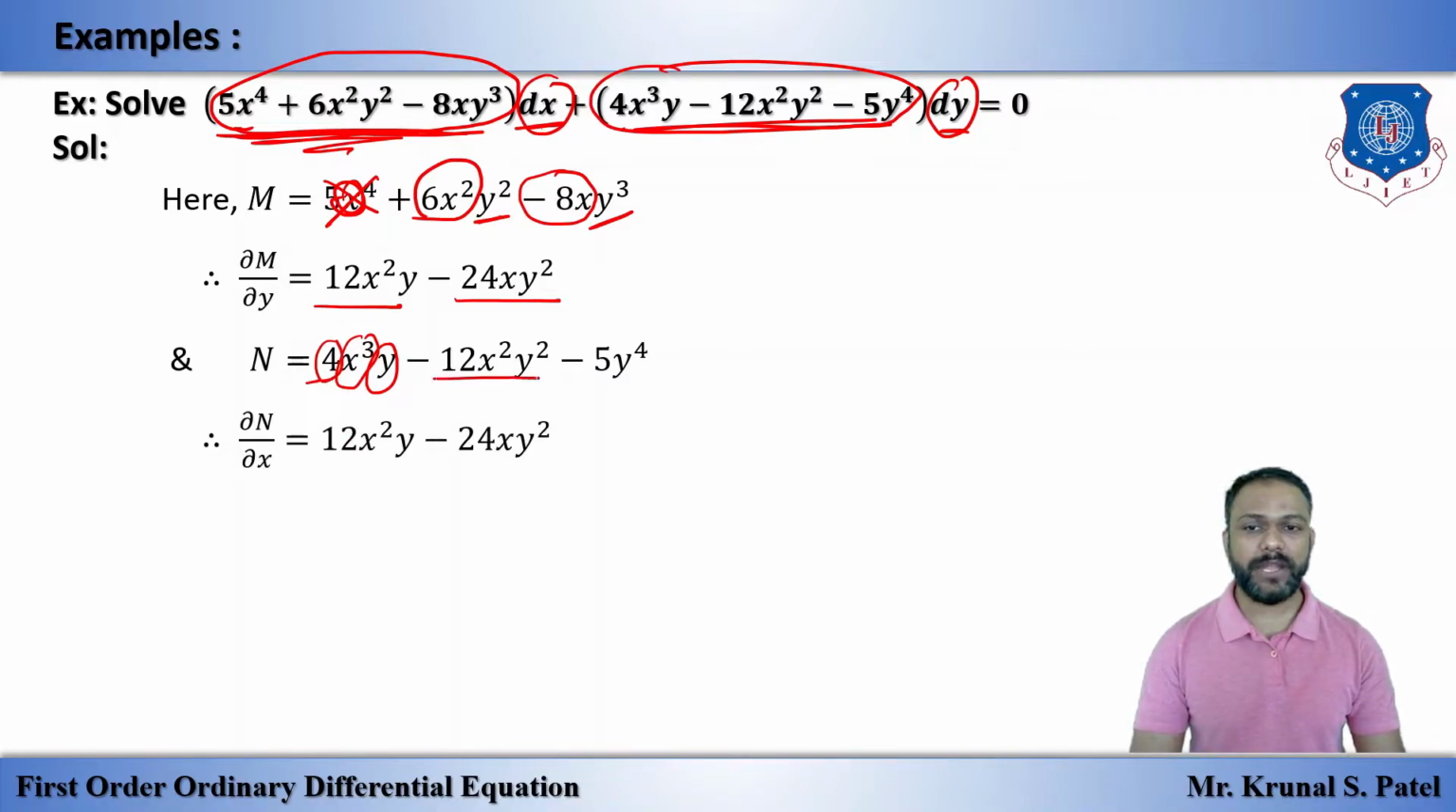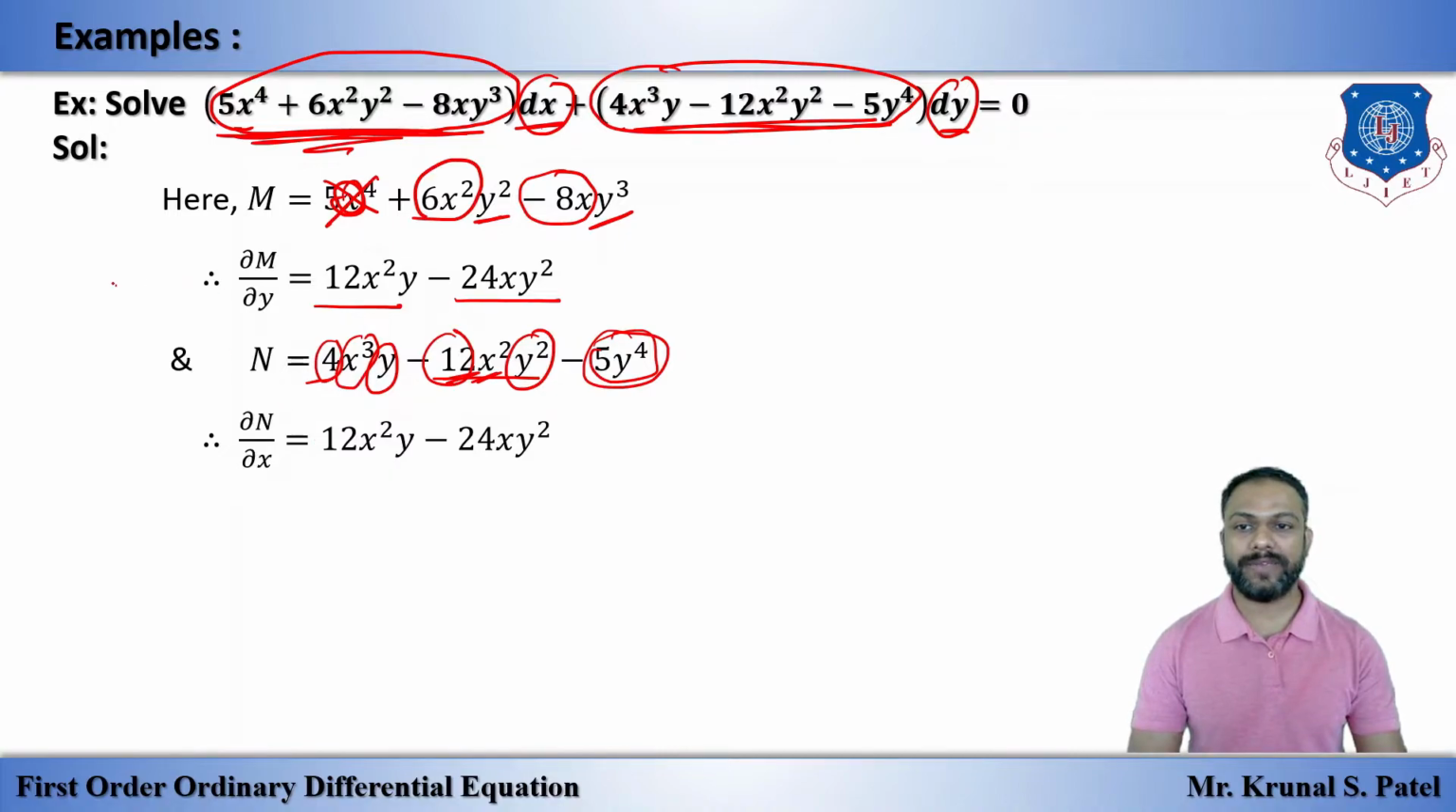In a similar way, differentiating this with respect to x, 12 and y square are constant, and the differentiation of x square is 2x, so multiplying with 12, we get minus 24x y raised to 2. And in this term we don't have x, so the differentiation of a constant is 0.